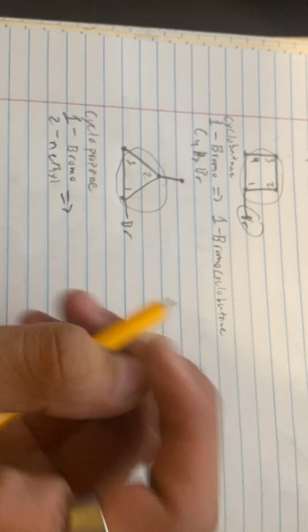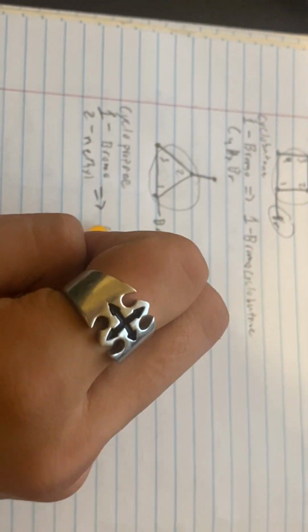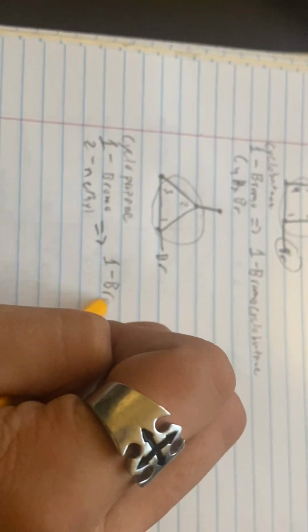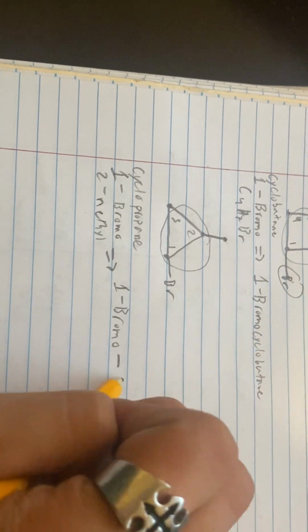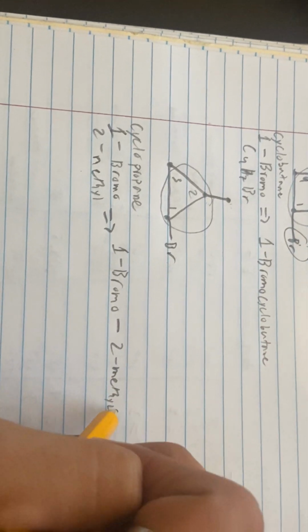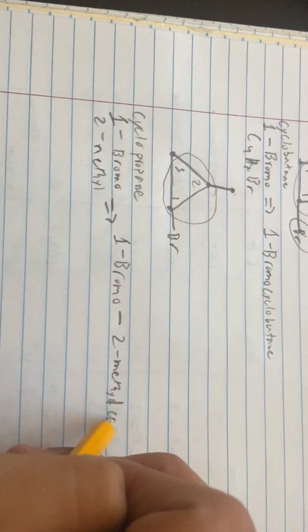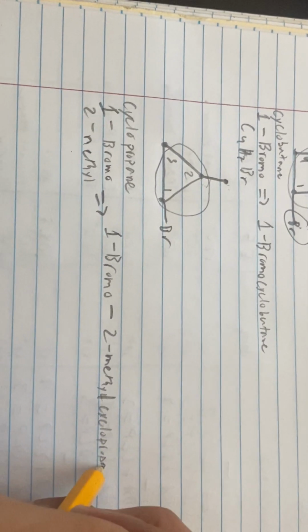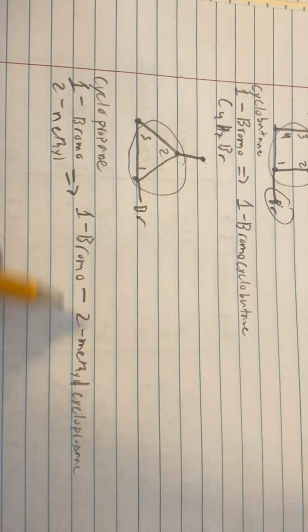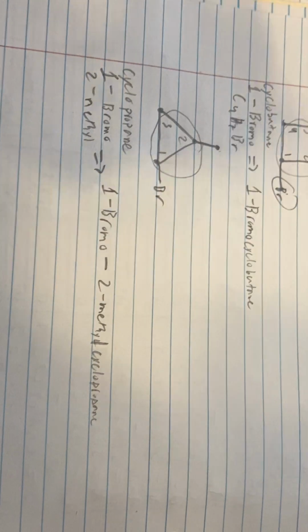So if we put all this together in alphabetical order, we have 1-bromo-2-methylcyclopropane. And that's it, that's the name for the second one. We can tell these are different, so they are different constitutional isomers.